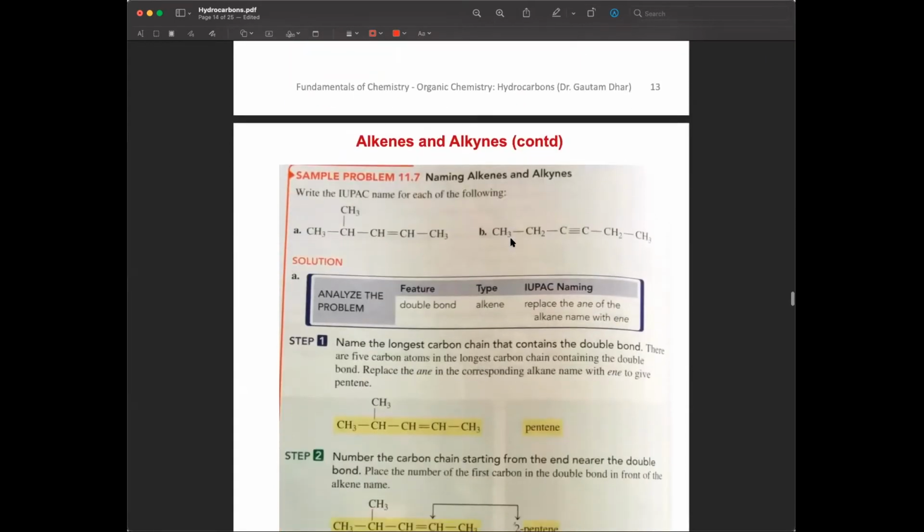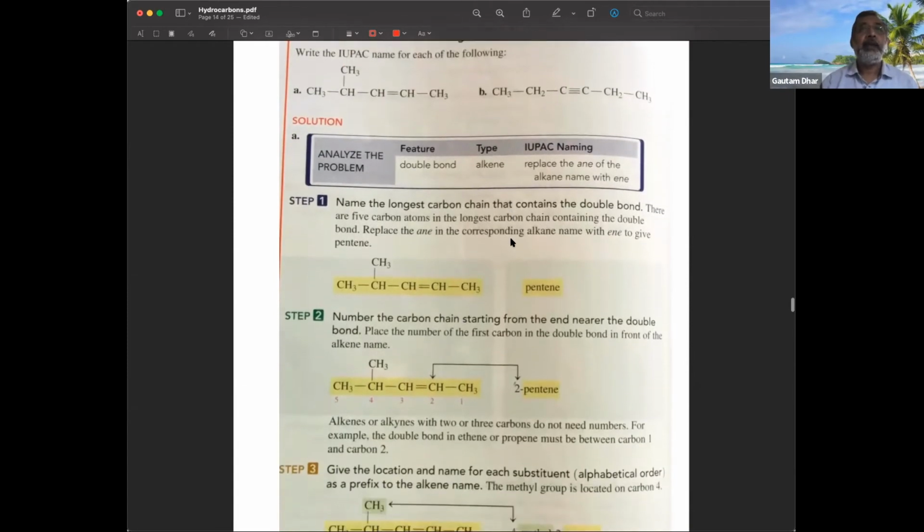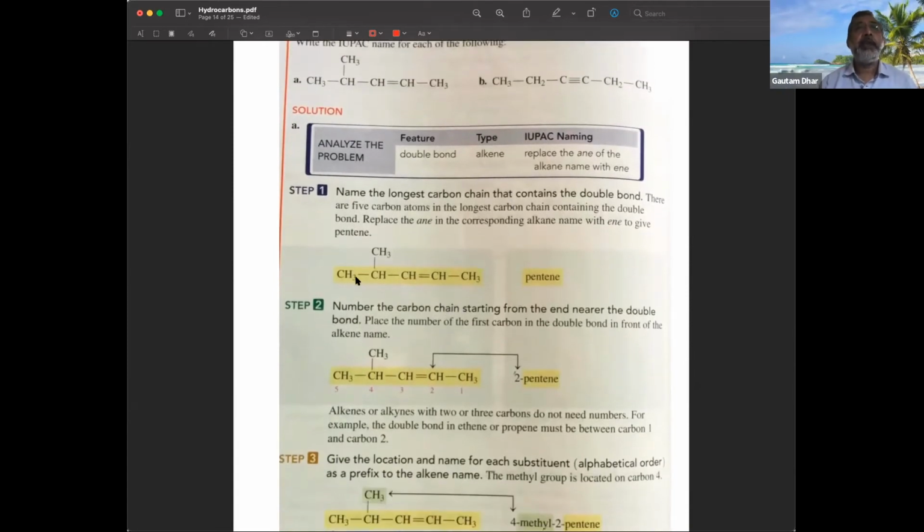Okay, so this is an example of naming alkenes and alkynes. This is the main chain, 1, 2, 3, 4, 5. So 5 means pentene. But where is the double bond? It can be between 1 and 2, it can be 2 and 3. So you have to say where.